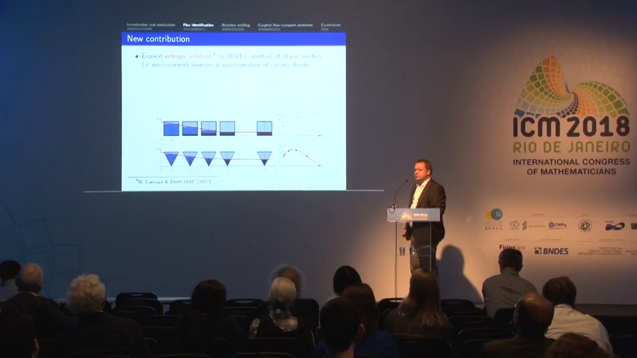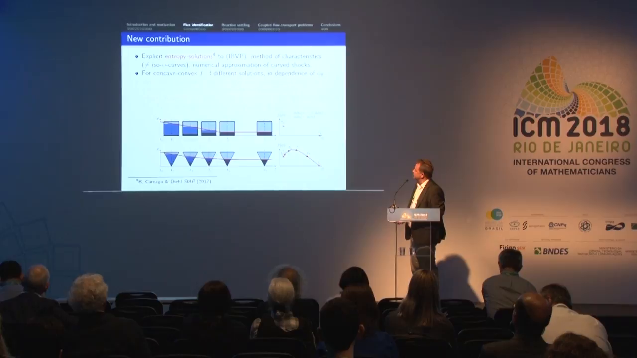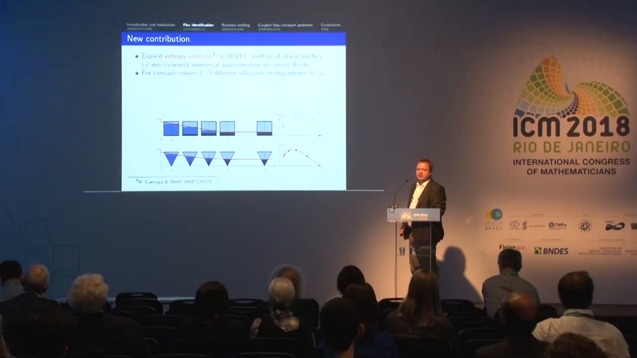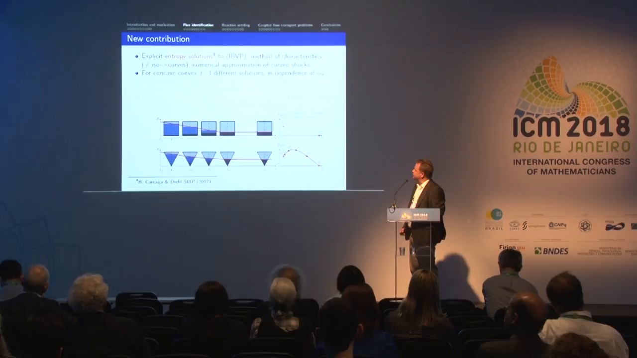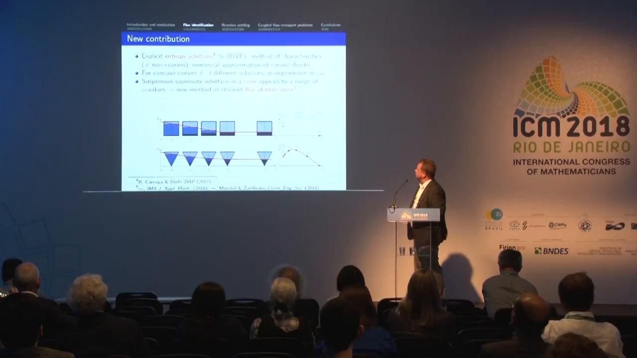The new contribution that was made to this model is the explicit construction of entropy solutions by the method of characteristics, the numerical approximation of curved shocks, and it was proved that for a concave convex flux, that is a flux that has exactly one inflection point, there are three different solutions in dependence of the initial concentration. Now the decisive observation is that from the mathematical analysis, it results that the suspension supernate interface in a cone appeals to a range of values of concentration in contrast to the cylindrical case.